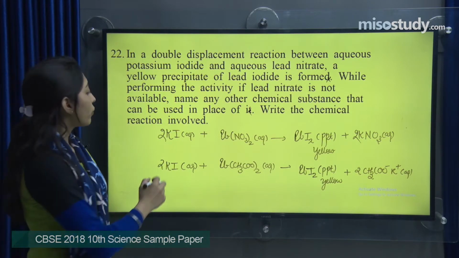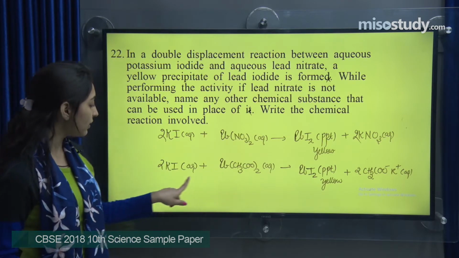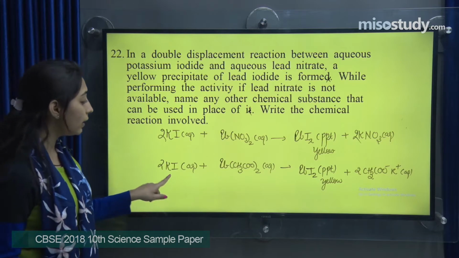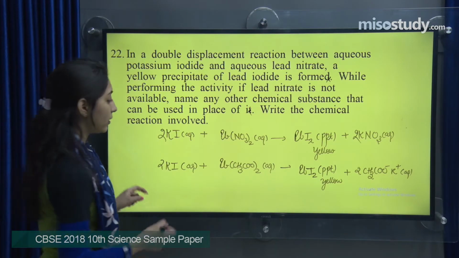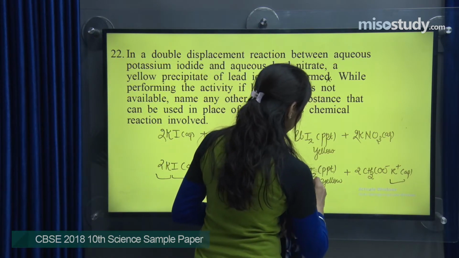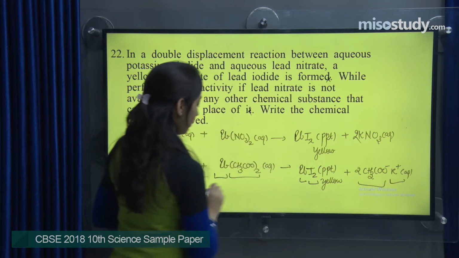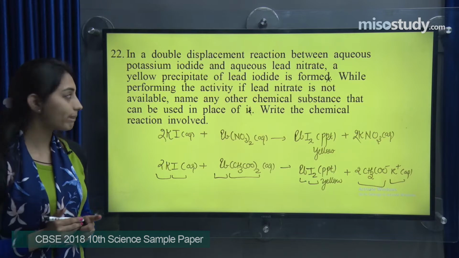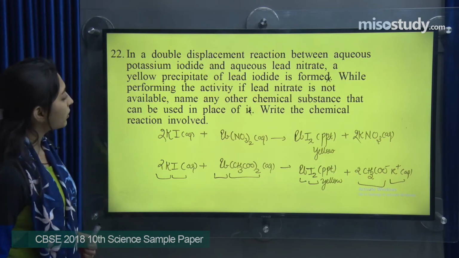Okay. So write the chemical equation involved. So see, Pb(CH3COO)2 plus 2 times KI to form PbI2 plus CH3COOK. So let's see balancing: 2 potassium, 2 iodine, 1 lead, 2 acetate, 2 acetate. That's it. Okay. That was an easy question, right? So this was our question number 22.